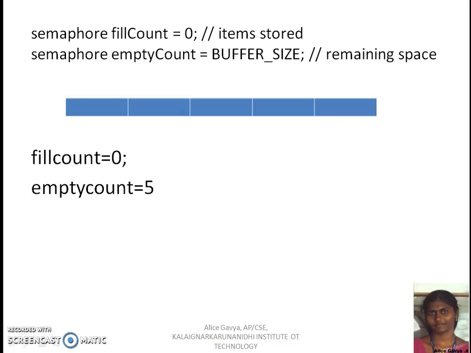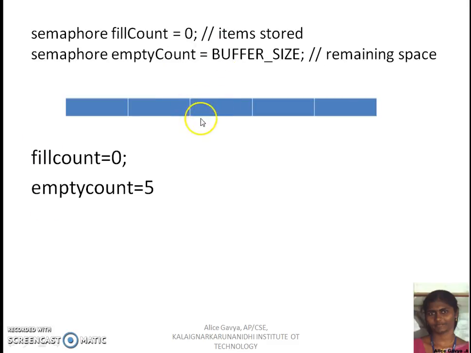Before we discuss the sample code, we are going to see the variables that are used for the producer consumer problem. We are using two main variables. The first one is fill count and the next one is empty count. Fill count is a variable used to refer to the number of items currently present in the buffer, and empty count is the variable used to refer to the free slots in the buffer.